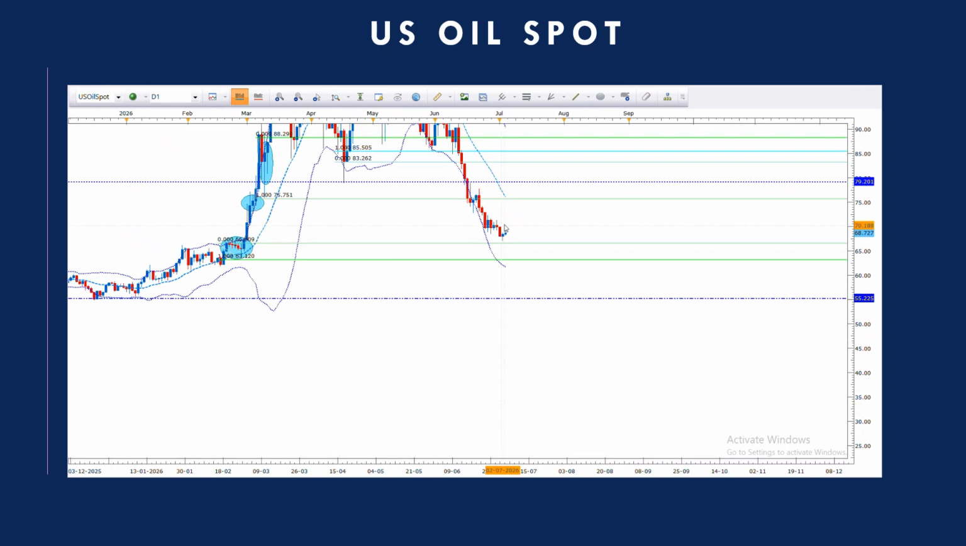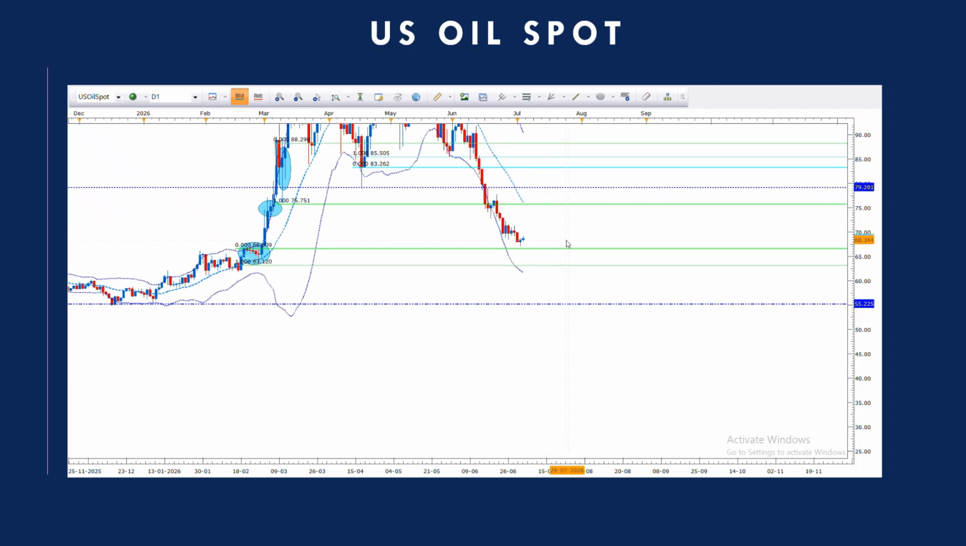Otherwise, one can expect oil to continue moving sideways for a while until the situation at the Strait of Hormuz is absolutely clear and until the negotiating parties have come to an agreement about the movement of vessels through the Strait of Hormuz.